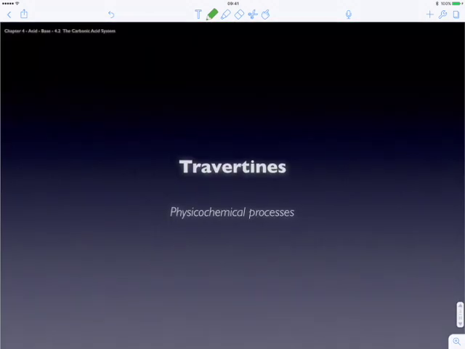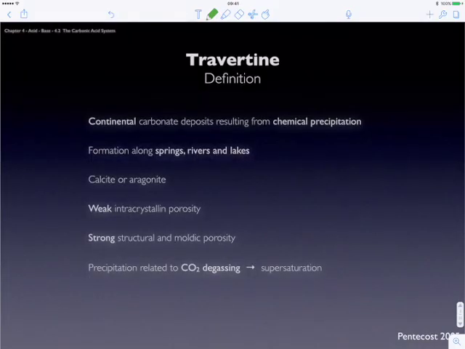What is a travertine system? It's a pure physico-chemical process, and I listed a couple of key points in the definition of a travertine. This is a continental carbonate deposit. It's made out of calcium carbonate related to a chemical precipitation. It's nothing biological in the process of precipitation. The precipitation can take place on organic substrate, on plants, on bacteria, on anything, on wood. But the process leading to the precipitation is purely physico-chemical.